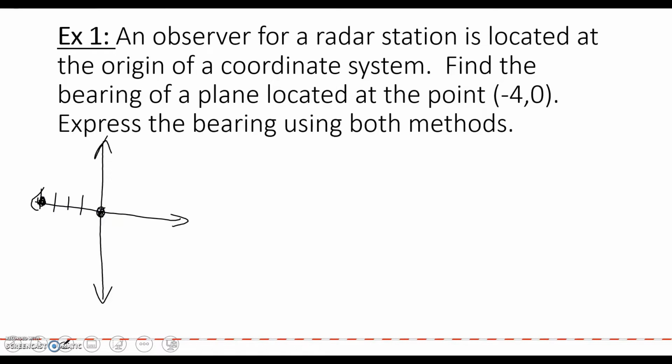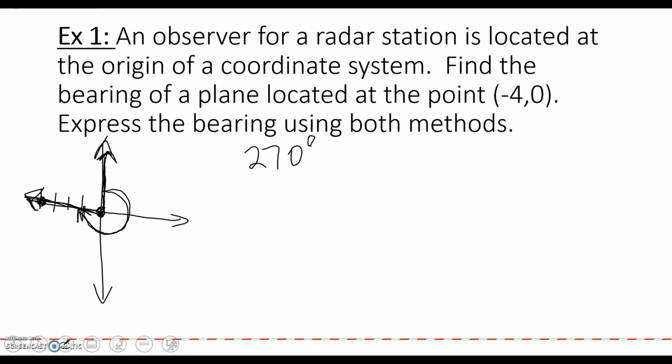And so we're expressing the bearing from where the observer is at the radar station. So for the first method, we'll start with a north line here. And then this is our second line over here. But we'll have to measure in a clockwise direction from this north line. So we'll have to measure all the way around to here. And we know that when we go one quadrant, that's 90, two quadrants, that's 180, three quadrants, that's 270. So the bearing will just be 270 degrees. That's using the first method. The bearing of that plane would be 270 degrees.